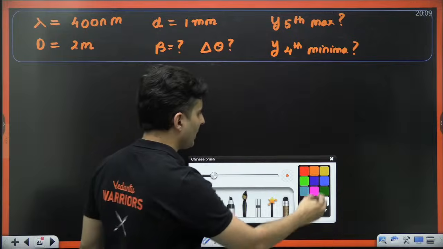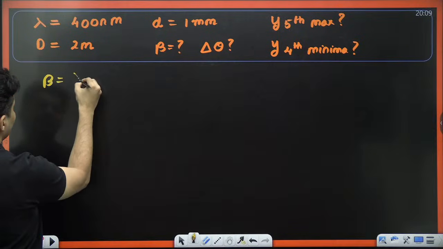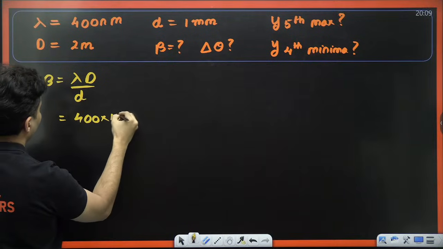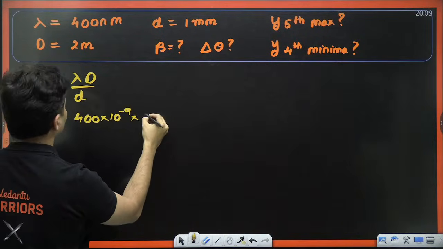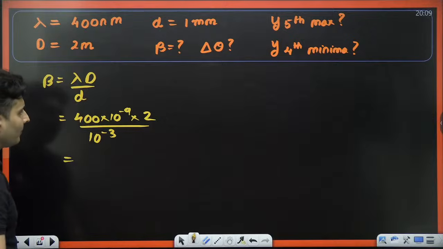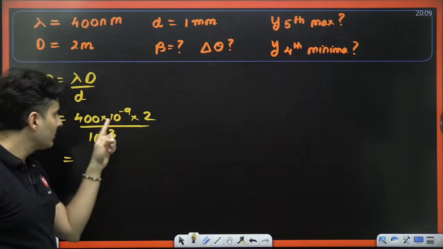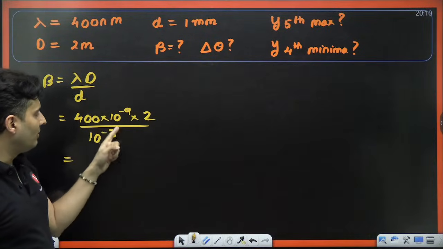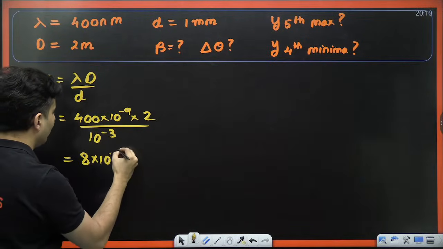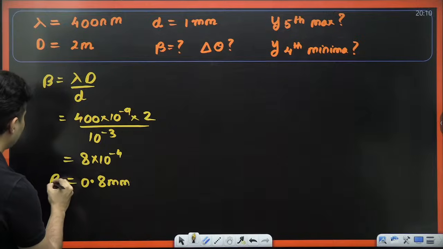Okay, observe this carefully now. First thing we can find is beta, which is very straightforward: lambda D by d. Lambda is 400 nanometers, so 10 to the power minus 9. Capital D is 2. Small d is 1 millimeter, so 10 to the power minus 3. So 10 to the power minus 3 and 10 to the power minus 9 cancel, 10 to the power minus 6 remains. These two zeros will make it 10 to the power minus 4, and 2 fours are 8. So 8 into 10 to the power minus 4, which is 0.8 millimeters. So that's the fringe width.